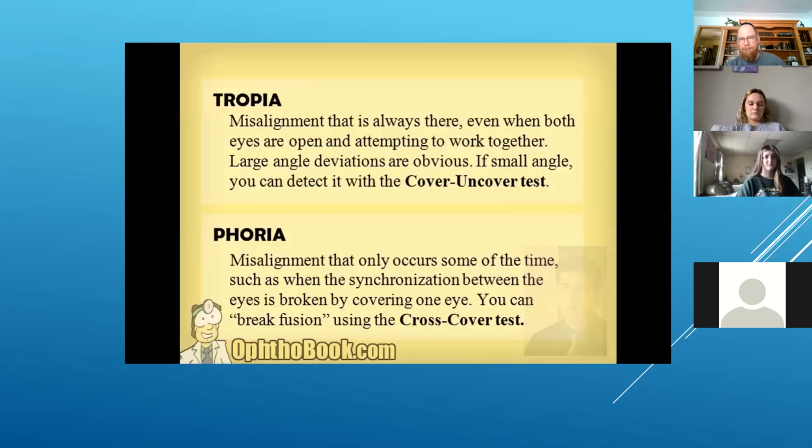Now, this looks like a complicated definition, but this is the best one I can come up with, and this is what is written in your notes. The idea is that a tropia is a misalignment between the eyes. It's always there. It may be obvious. It may not be obvious. But a phoria is something quite a bit more subtle.